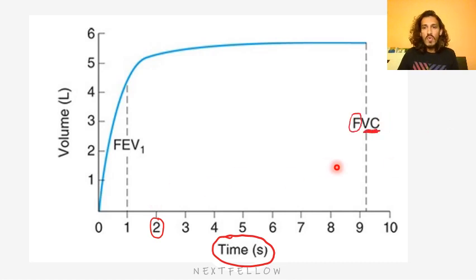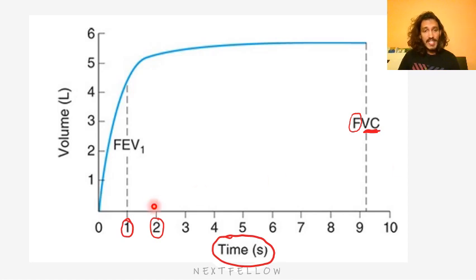So what you do is you expire. Vital capacity means you inspire maximally and then you expire maximally, right? So when you expire maximally, expire as forcefully and as fast as you can, and you notice that the majority of the volume goes out in the first few seconds, and after that the remaining just slowly trickles out. So that is your forced vital capacity.